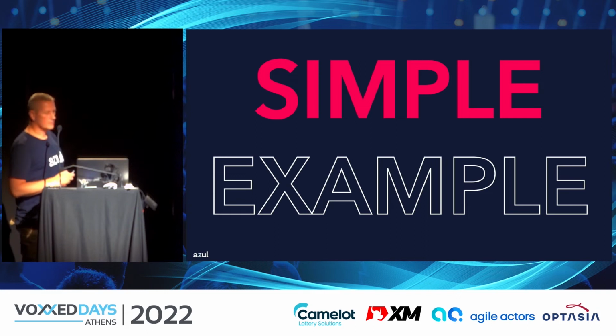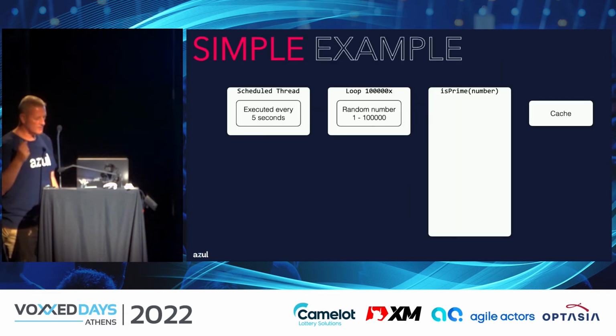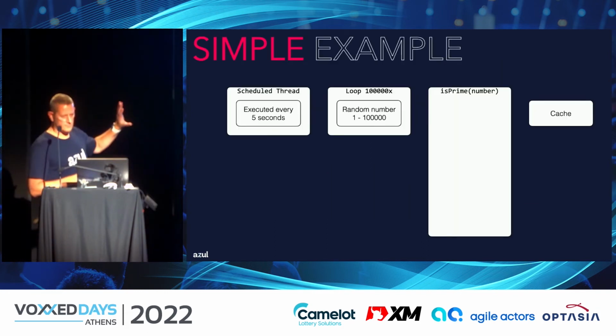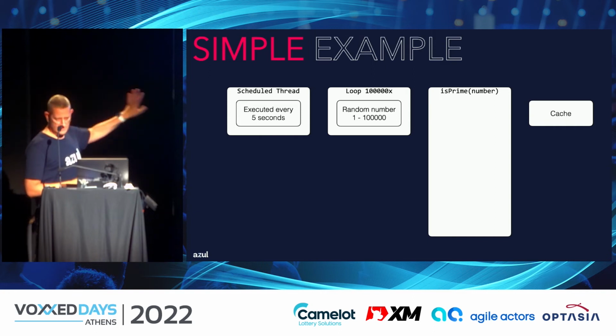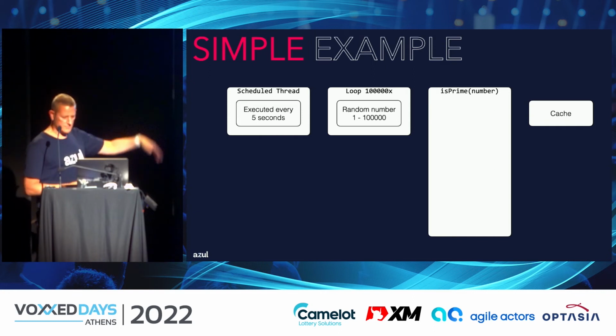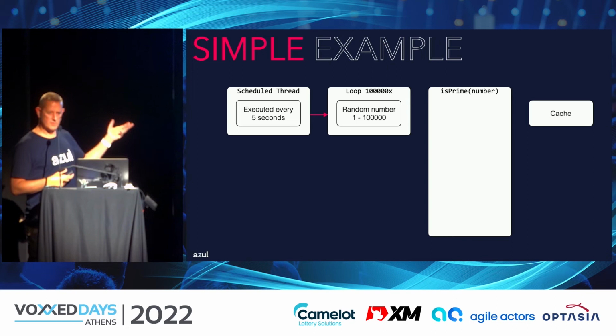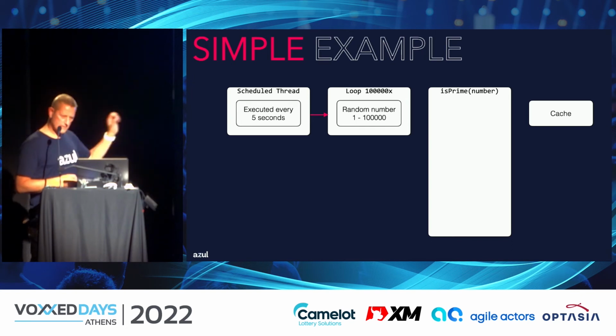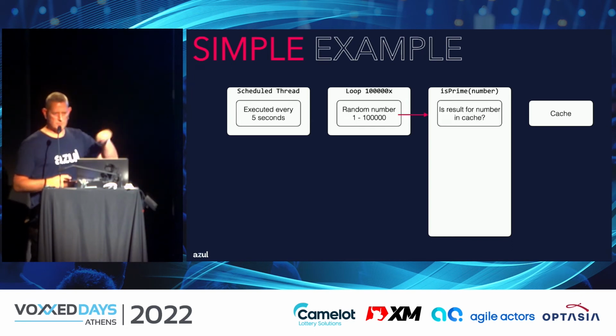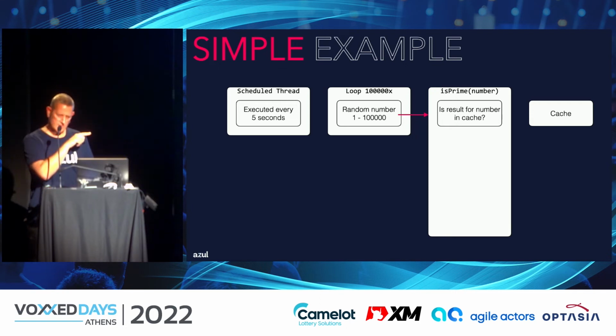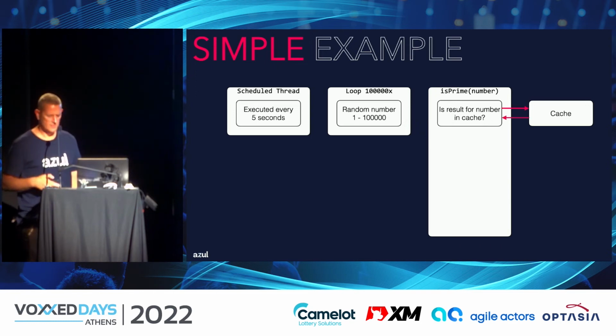And now that leads me to a pretty simple example that should give you an idea. If we have a program and there's a scheduled thread, every 5 seconds it will call into a loop, and in this loop it goes from 1 to 100,000 and creates random numbers between 1 and 100,000. Then it takes the number and calls isPrime and checks if this number is a prime. But before it really calculates it, it checks if this result, true or false, for this number is maybe already in the cache. So it checks the cache.